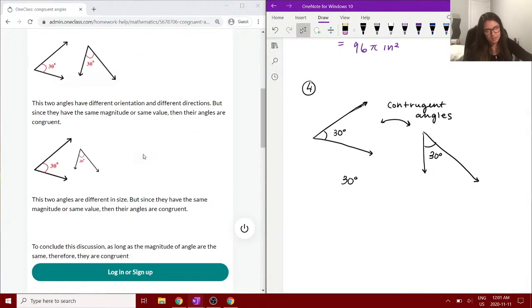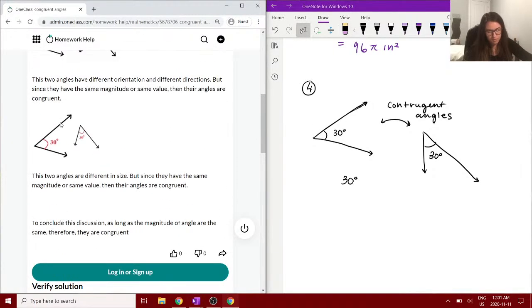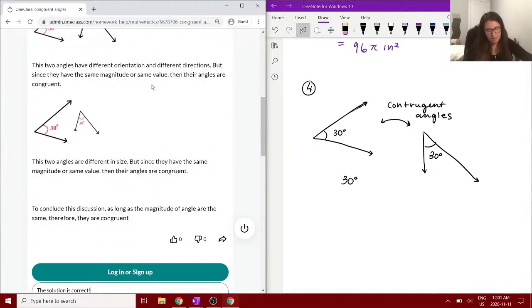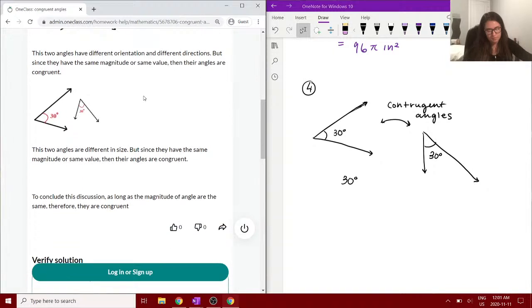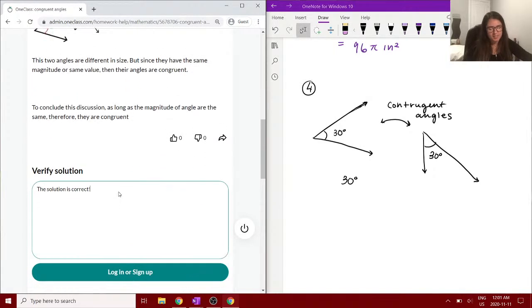So looking at the solution, these two angles have a different orientation in different directions, but since they have the same magnitude or same value, then their angles are congruent. So, yep, as long as the magnitude of the angles are the same, therefore they are congruent. It's kind of repeating the same thing over, but hopefully that makes sense.